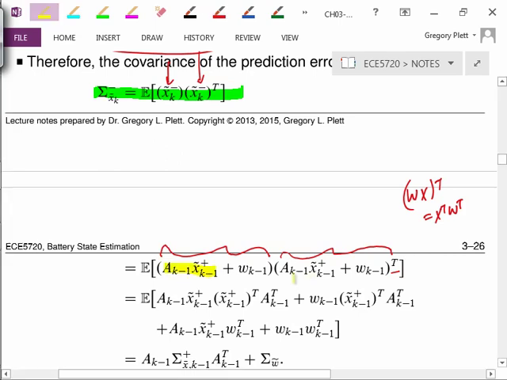So I have Ax times (Ax)ᵀ gives me Ax times xᵀAᵀ when that's worked out. And then w times (Ax)ᵀ gives me w times xᵀAᵀ. And then Ax times wᵀ, and finally w times wᵀ gives me that term right there.